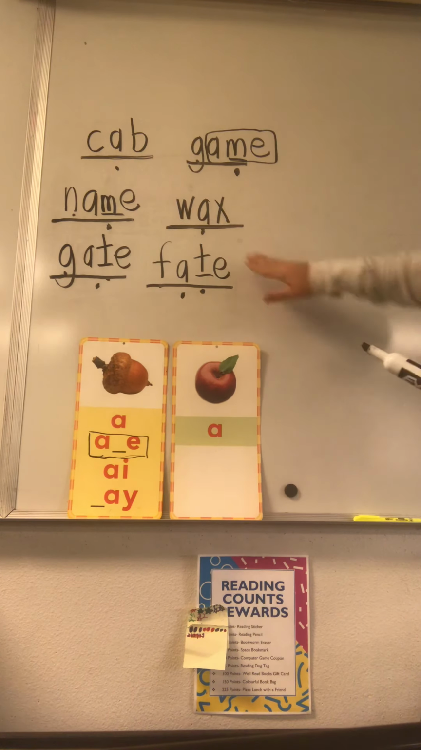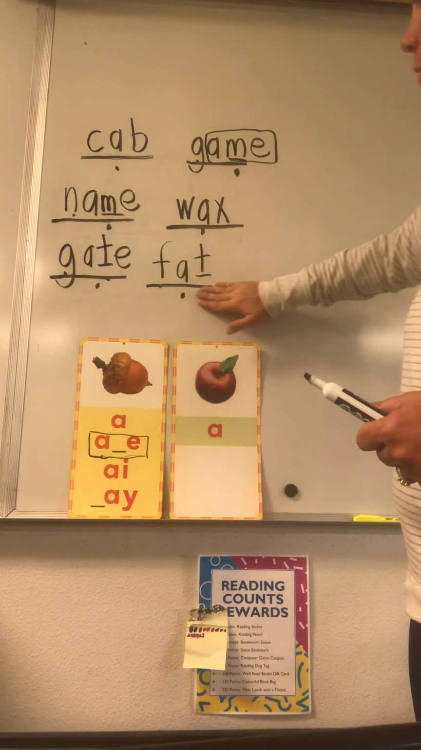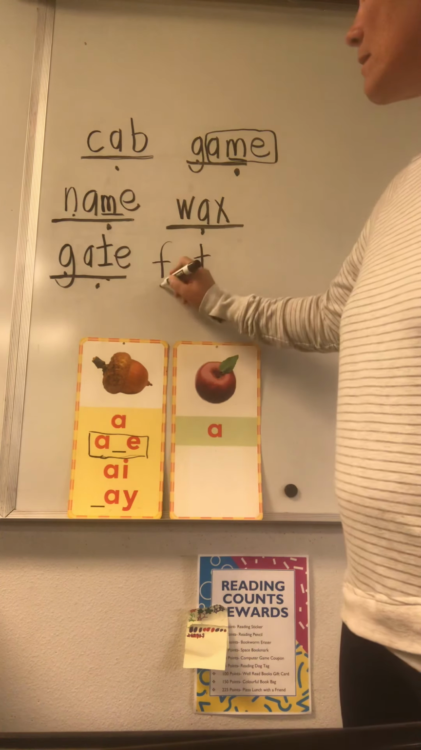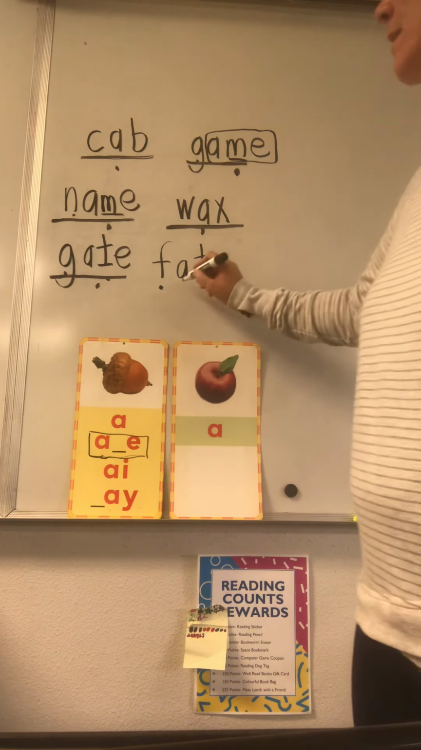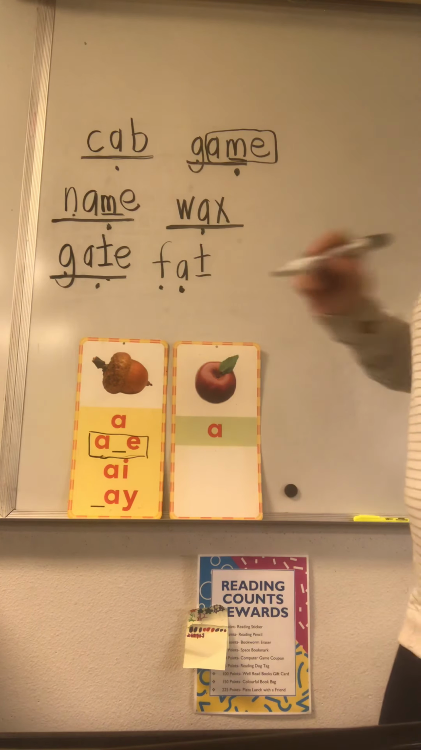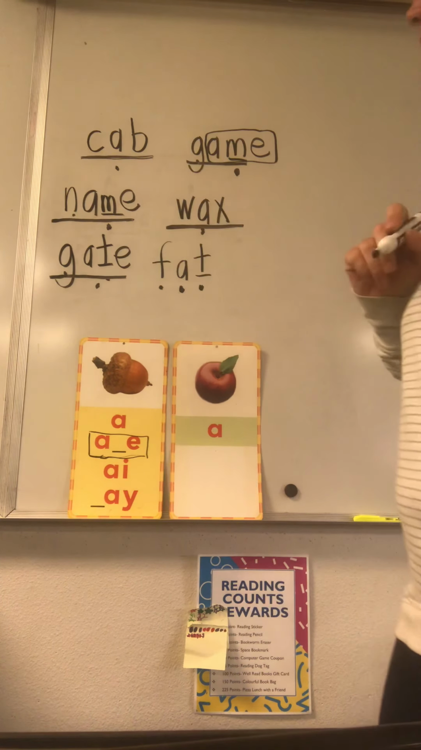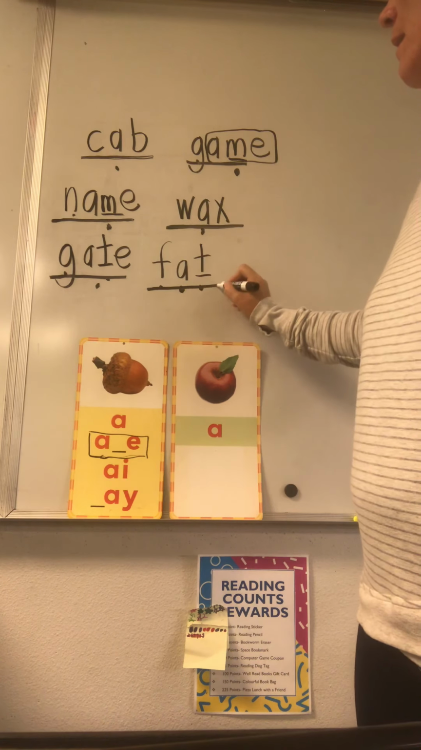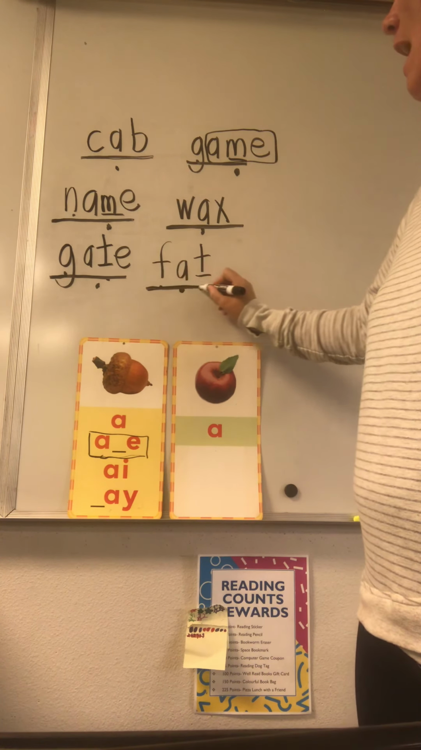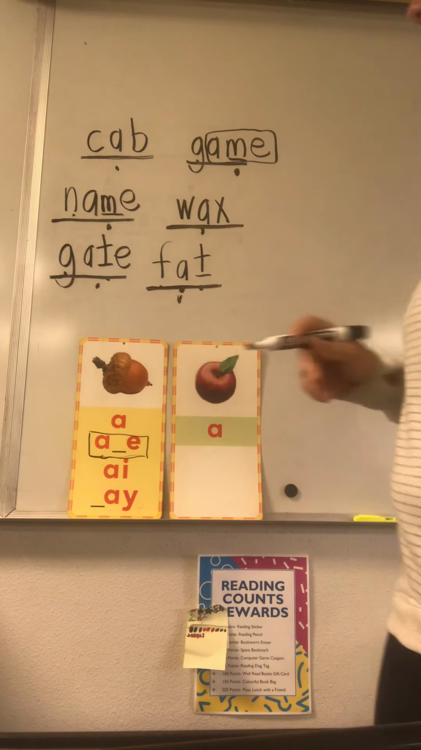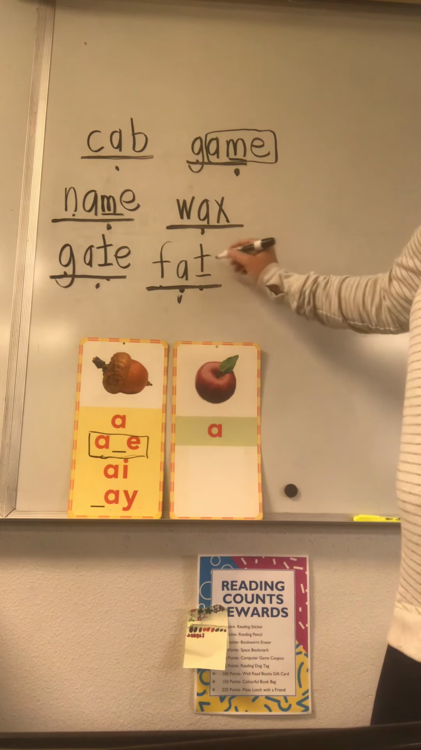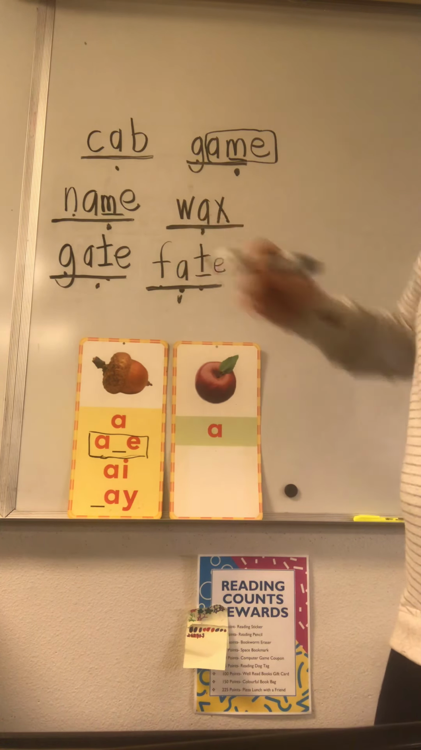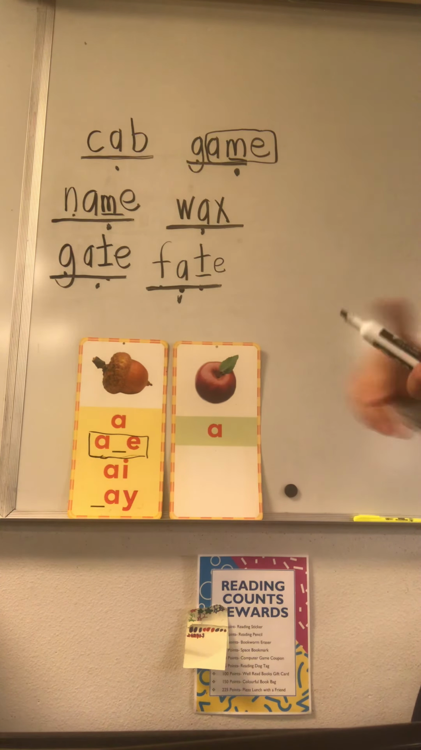Now I want you to see, if I just take the E away, it makes a whole new word. So let's do this one, sound, F, sound, A, sound. Blend. Now with me. Fat. Word. Fat. So if I don't have the E, it's going to say ah. If I have the E, it changes to A and becomes a new word. Fate. Okay, let's go ahead and read the words.